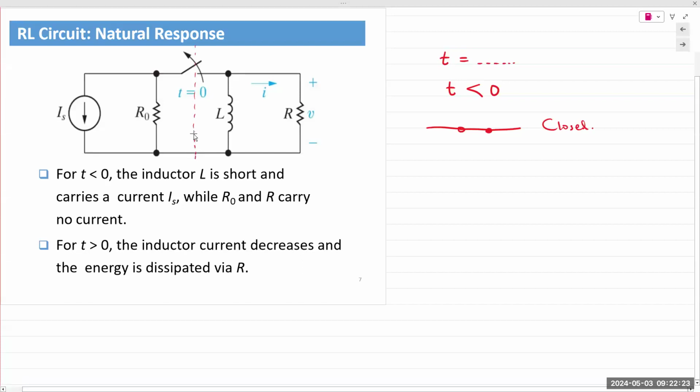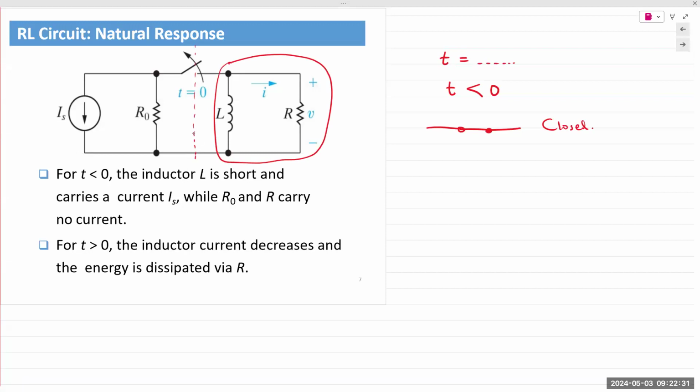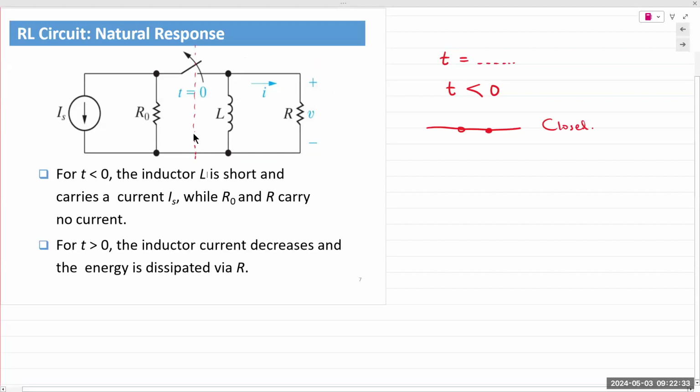Right? The circuit breaks. So the only thing left in the circuit is the inductor and the resistor. Prior to time t equal to 0, the inductor was connected to the current source. We don't know how long it was connected, and we don't really care. It simply states it was connected for a very long time. That means we have to assume that it has reached steady state.